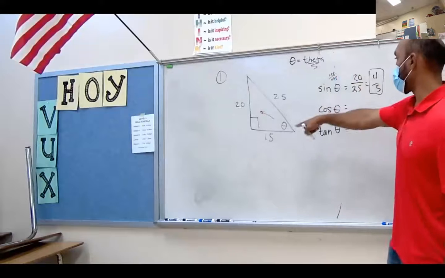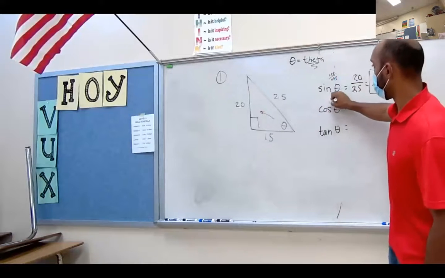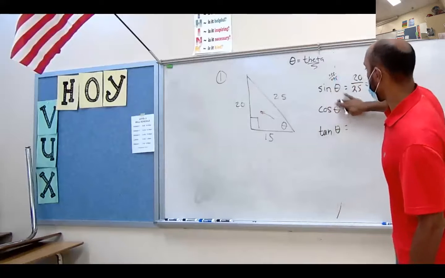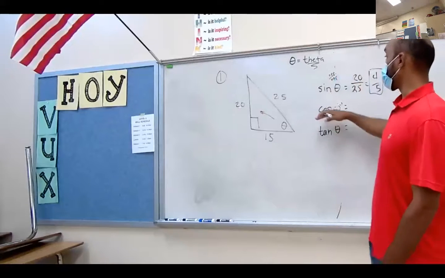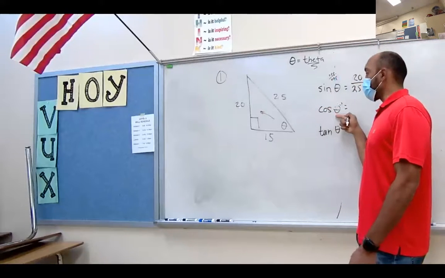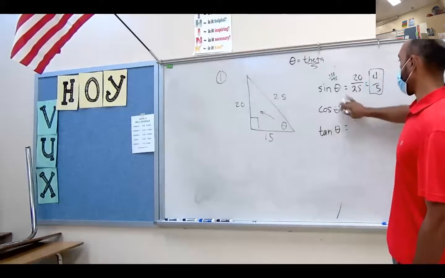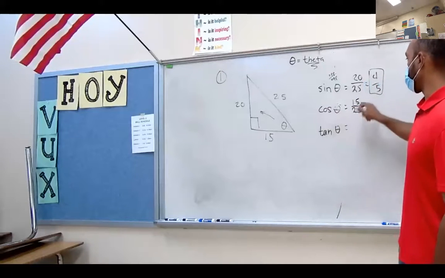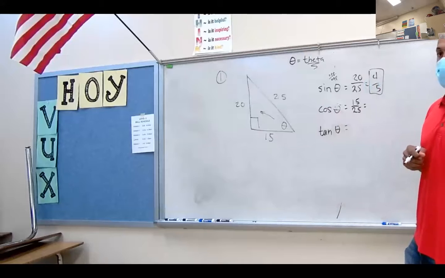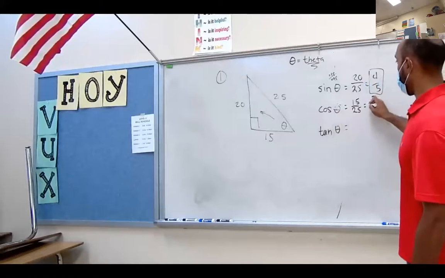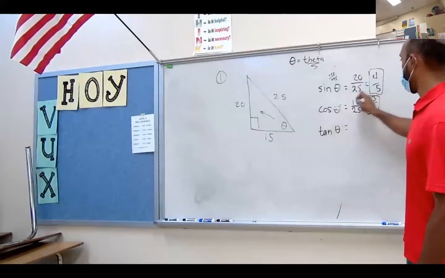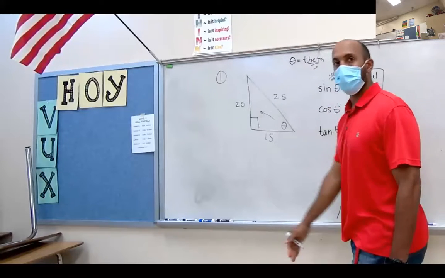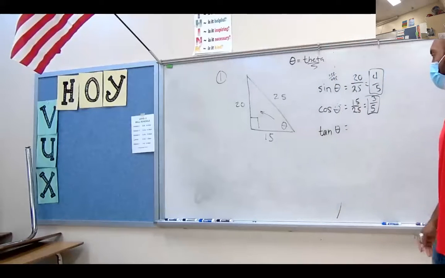All right. Now cosine: adjacent over hypotenuse. That's kind of messy, I'm not going to put that over there. So the adjacent side over the hypotenuse. 15 over 25. Okay, good. Same hypotenuse. Reduce it: 3 over 5. The easy thing about this one is they're all multiples of 5, so you can just divide by 5 on all of them.